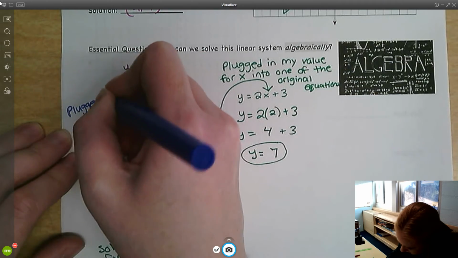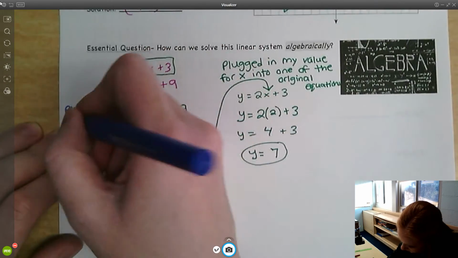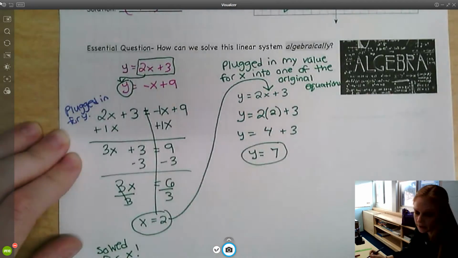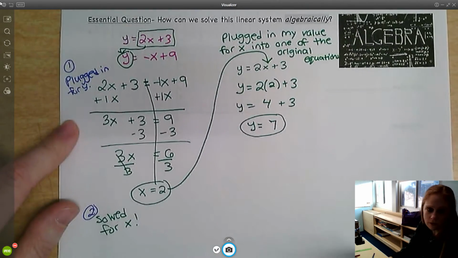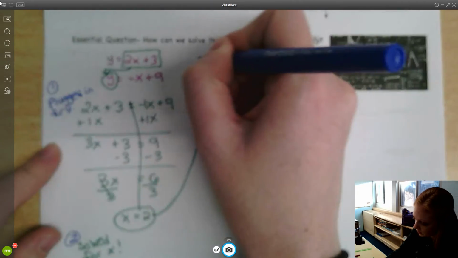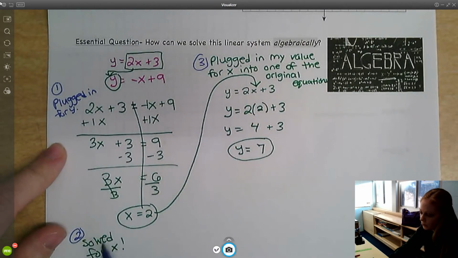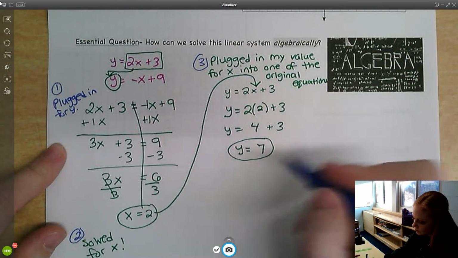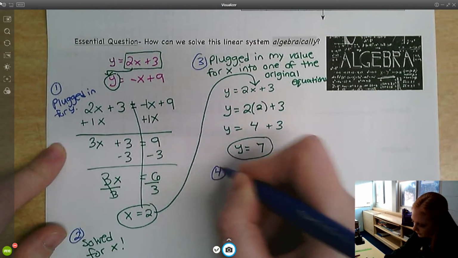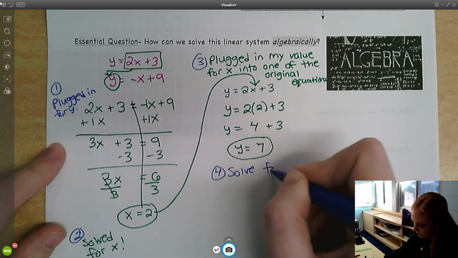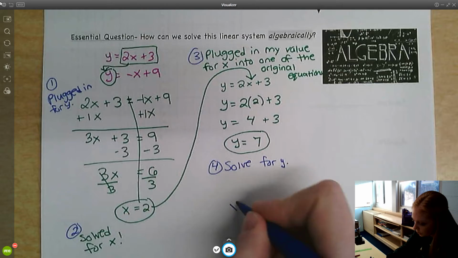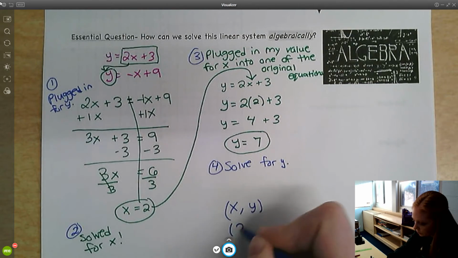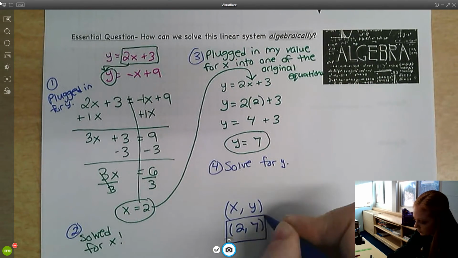We plugged in for y. We solved for x. And then we plugged in our value that we got for x into the original to solve for y. Okay, then we have our solution. Our solution goes x comma y. So our solution here is 2 comma 7. All right, so let's look at these steps.